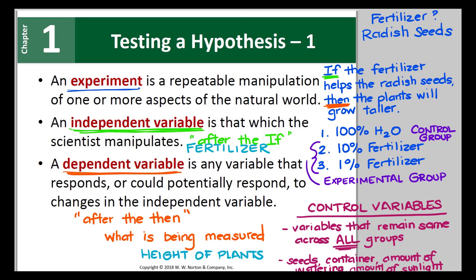Okay, so really quickly, independent variable is what we're manipulating. It comes after the if. Dependent variable is after the then, and it's what we're measuring. In this case, it's the height of the plants. Control variables remain the same across all of the groups. The control group is the one that is grown in normal growing conditions, and the experimental group or groups are the ones that are showcasing or using the independent variable.